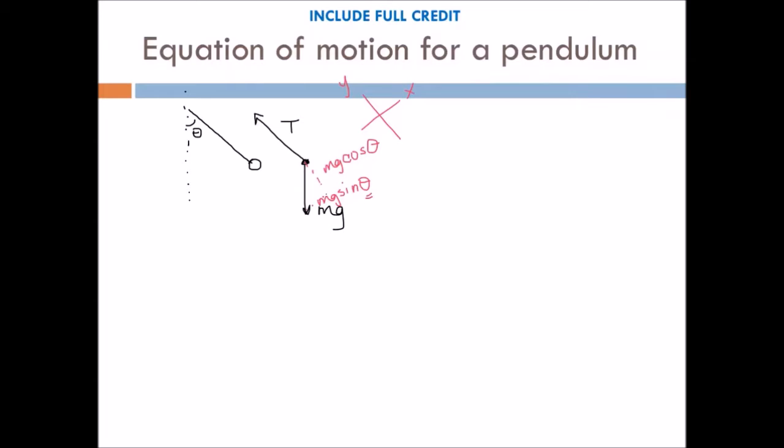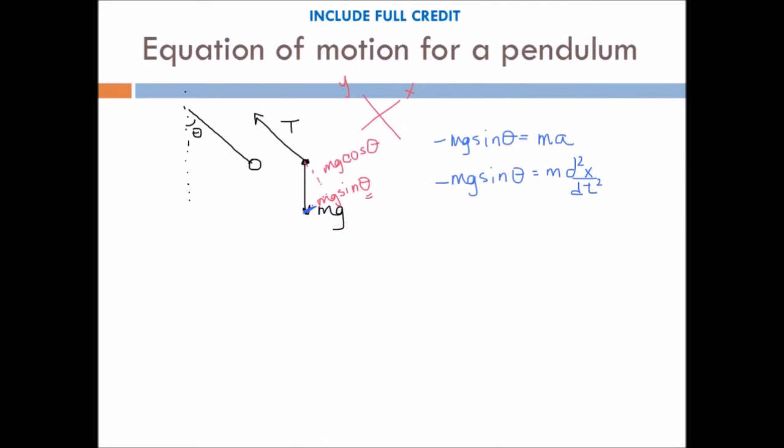Now, because mg sine theta is always changing, it's always opposite the direction of my displacement, similar to the restoring force of a spring. So this is negative mg sine theta. Okay, again, you can also say it's negative because it's going to the left. So we'll have negative mg sine theta is equal to mass times acceleration. Again, we can rewrite acceleration as a second derivative of position.